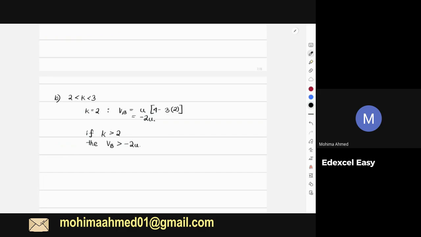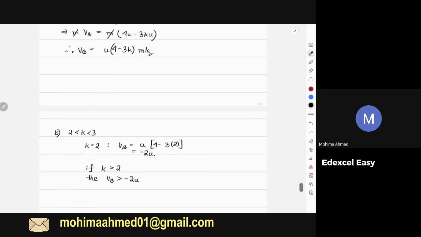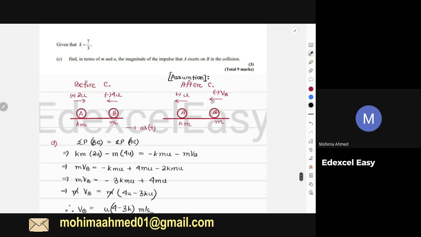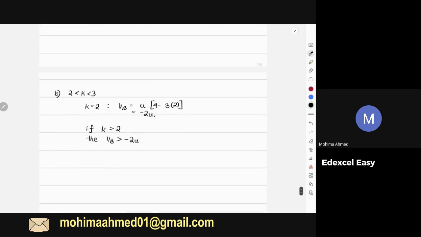Now, over here, according to the given range of K, I got the value for V greater than minus 2U. The minus over here represents that my assumption was wrong. I assumed that particle B was moving to the left, but according to my calculations I got a negative value. That means particle B also gets reversed after the collision. So after the collision, it will now travel towards the right. It will not remain on the left, and it will not continue to move to the left. It now has reversed its direction.